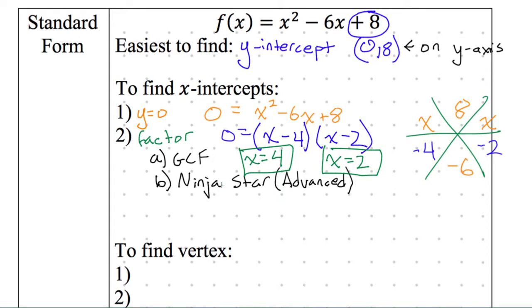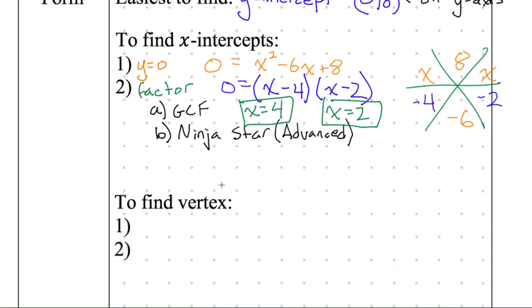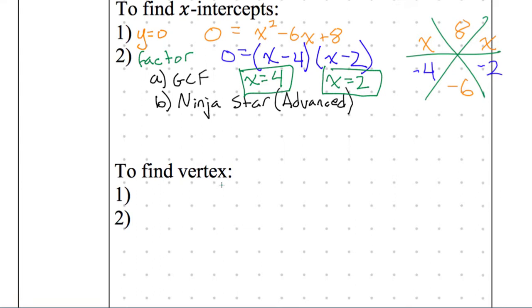All right, that's half the battle. Second half of the battle is finding the vertex. Ask me questions about finding the x-intercepts of standard form. Otherwise, we're moving on. All right, and finally, finding the vertex. There are 2 ways to do this.